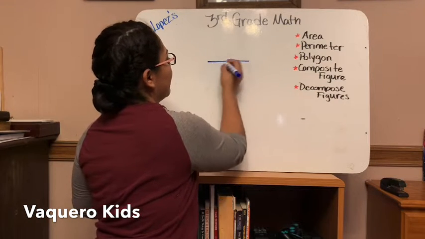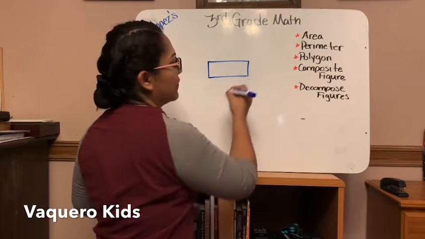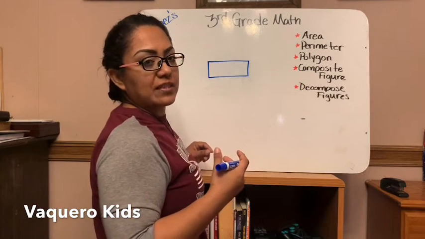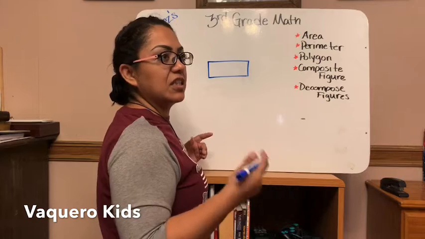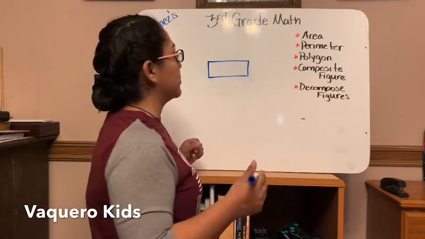If we have a figure, we are measuring the inside of the figure by square units. Those units can be inches, feet, miles. It just depends whatever unit we're using.